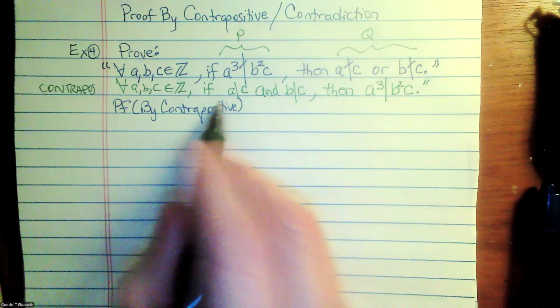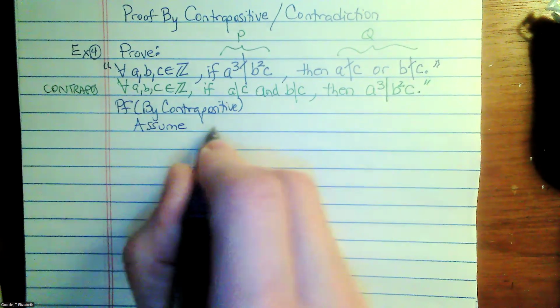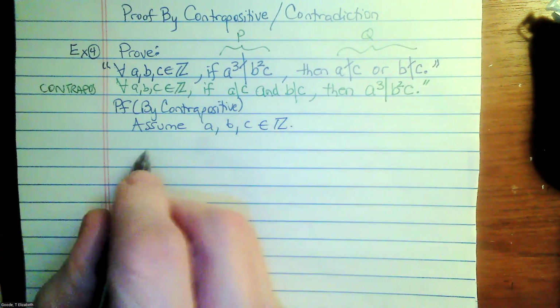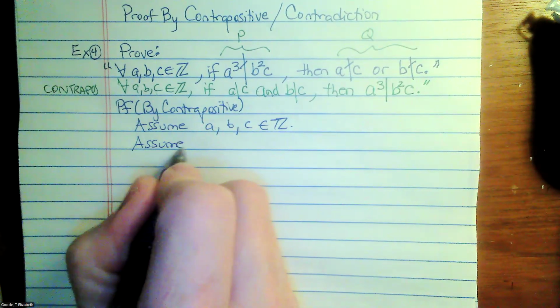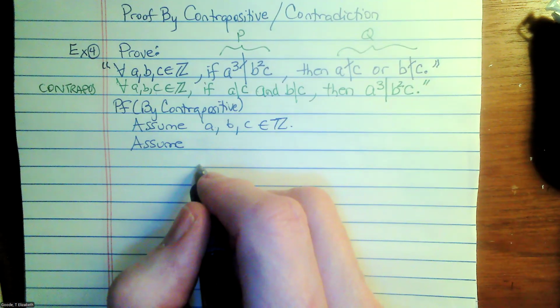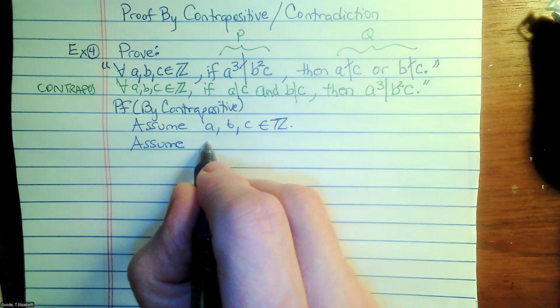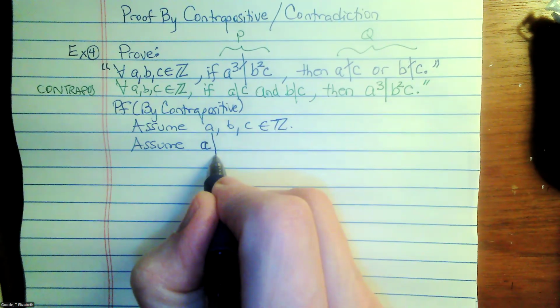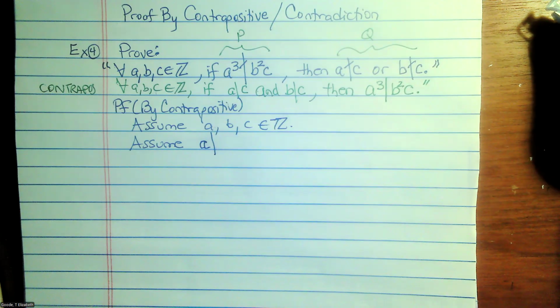Good. So we assume that A, B, and C are integers first. Okay, we just get that out of the way. A, B, and C are elements of Z. What else should we assume? We assume that A divides B and B divides C. Oh, you're right, I've got a typo.